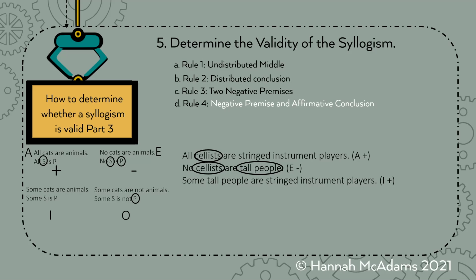Okay, and then here we have a negative premise and an affirmative conclusion. Okay, well, I see a negative premise. Do you? Which one? The no cellists are tall people. Right, it's negative because of that word no. And then we have an affirmative conclusion. Okay, so that one's fine.